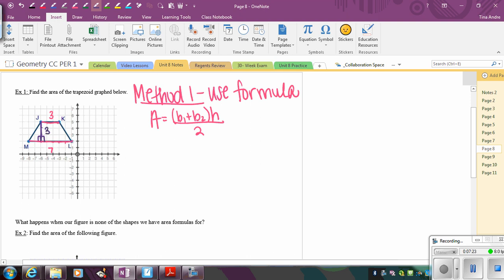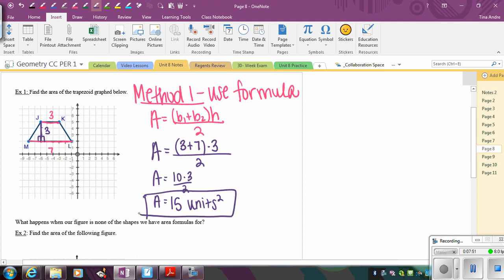So that means I can easily count those dimensions I need and plug them right into my formula, and then I'm done. So I have 3 plus 7, doesn't matter which one you call base 1 and base 2, times the height, which is 3, all over 2. So I have 10 times 3 over 2. So I get 30 over 2, so I get 15 units squared.